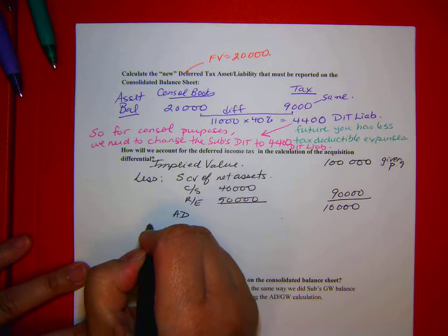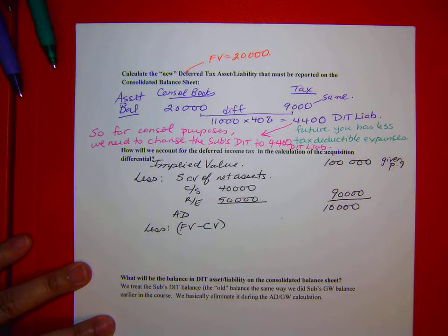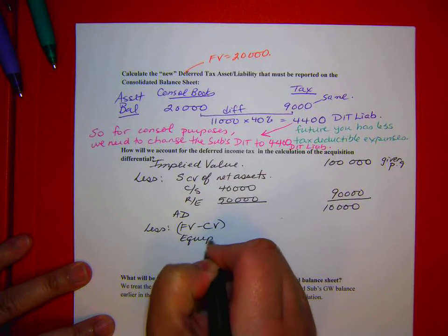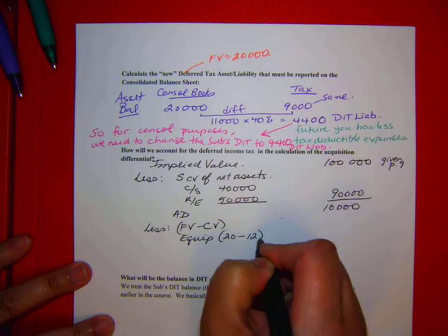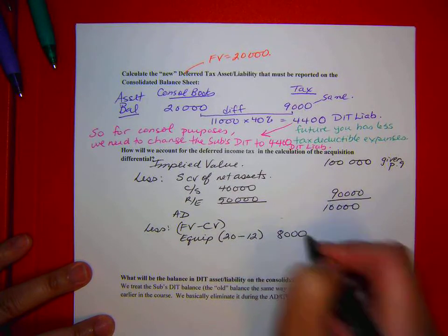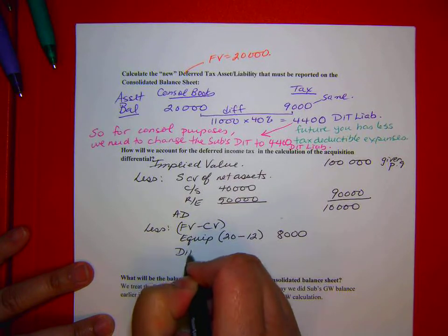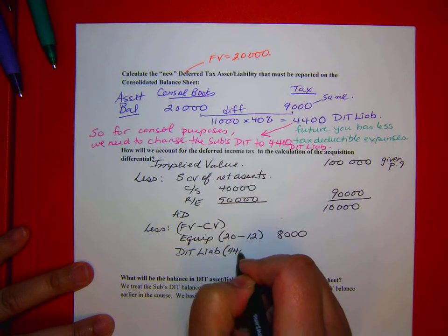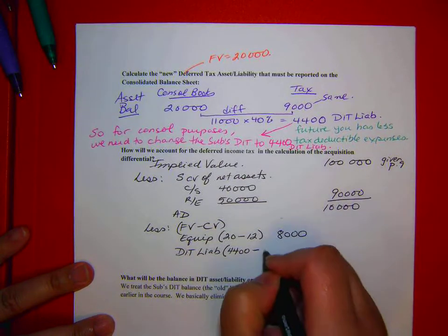So now we're going to take away FV minus CV, or the fair value differential, if you remember. And what did we have to do to equipment? The fair value was 20, and the carrying value was 12. So it's got to change by 8,000. And we'll put the debits and credits in a second. We also have a DIT liability that we have to deal with. And its new balance, or fair value, is 4,400, and it used to be 1,200 from page 9.